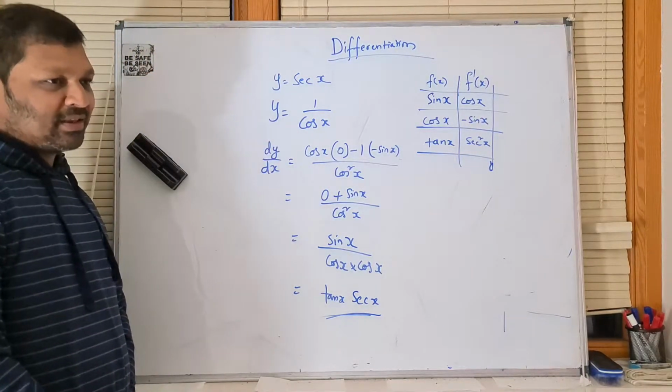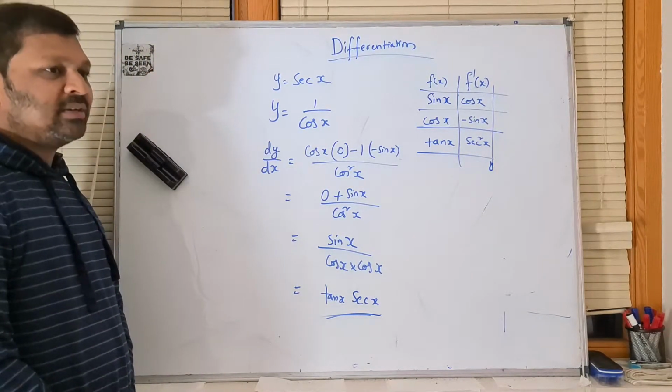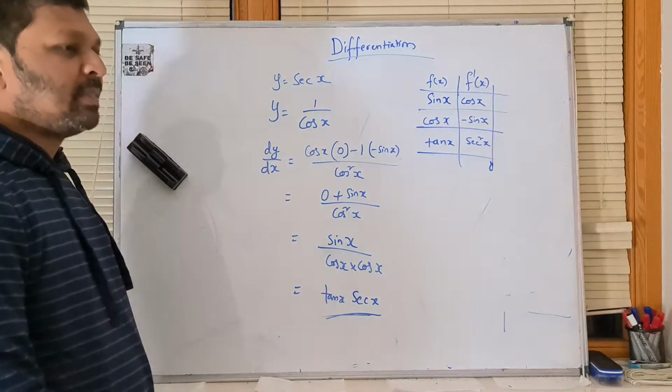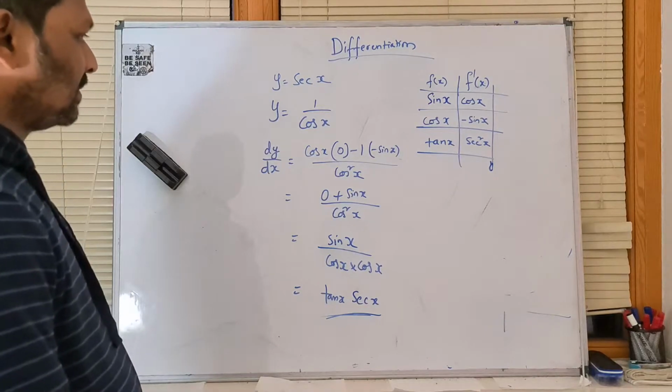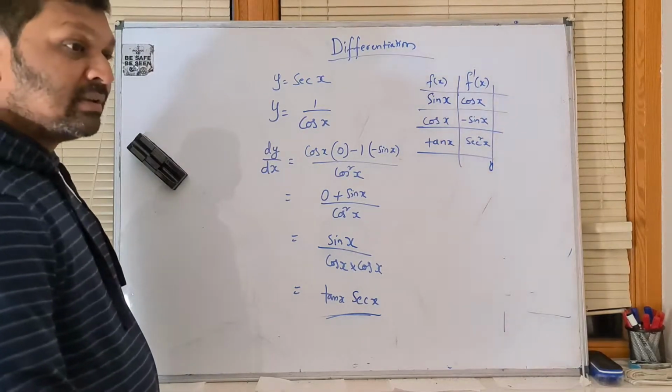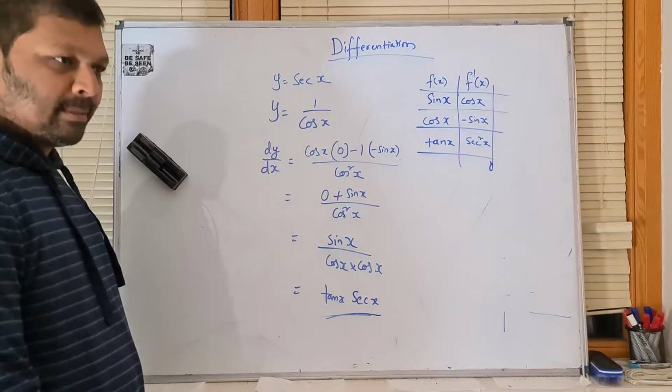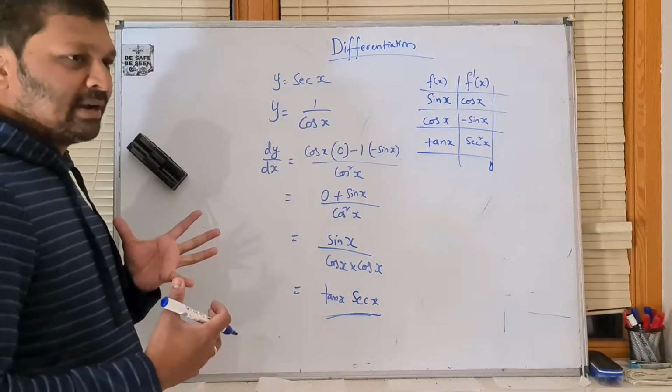See, it's a bit complicated, but this is how it is. It's weird, if you look at it the first time, it looks strange. The differentiation of secant x is tan x secant x.